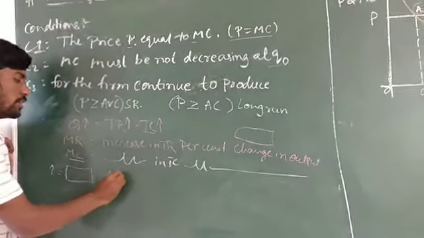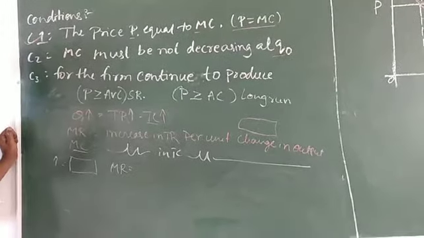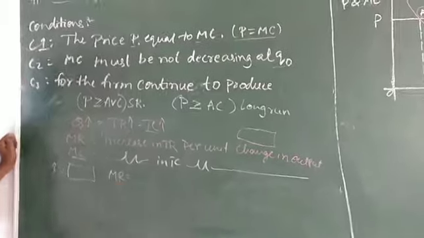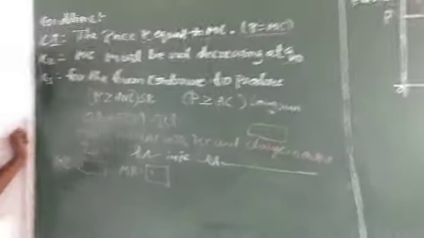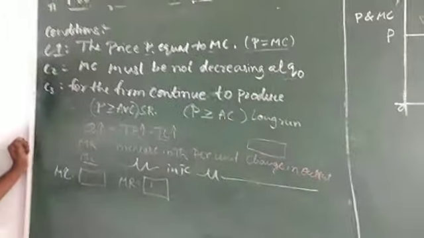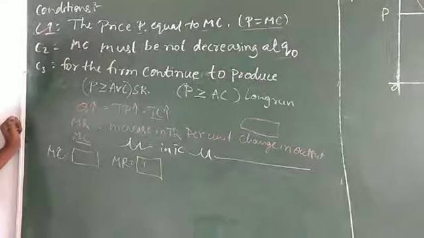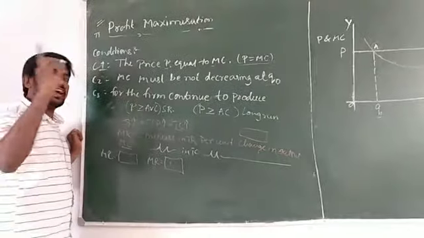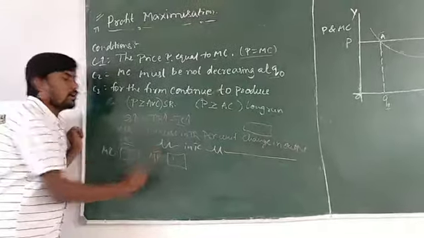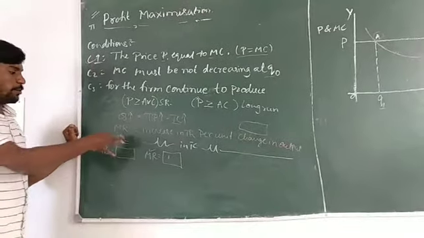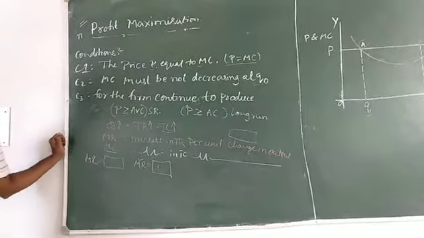Marginal revenue is, by selling that additional unit in a market, how much revenue it gets. Understand? Marginal cost is the amount it's spending to produce the additional unit of a commodity. By selling that additional unit of a commodity, how much revenue it gets, it's the marginal revenue. I hope you are clear with the marginal revenue and the marginal cost.